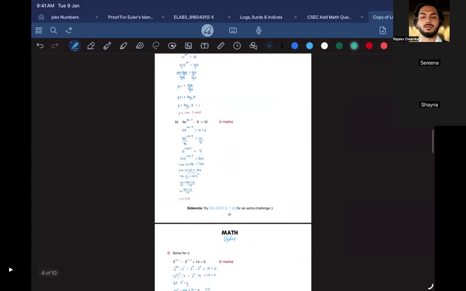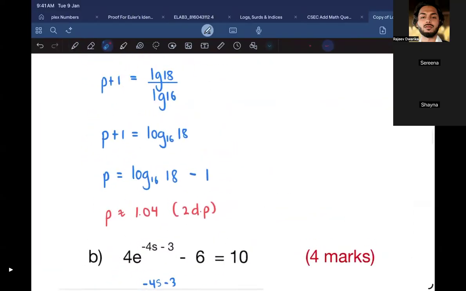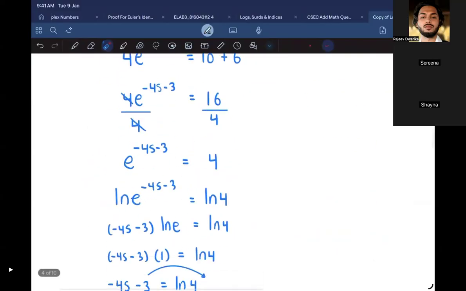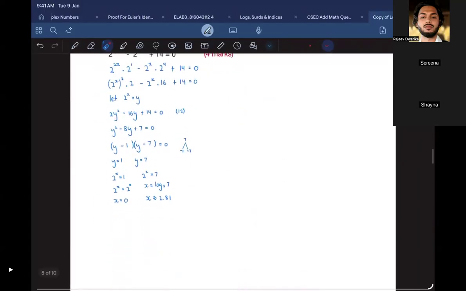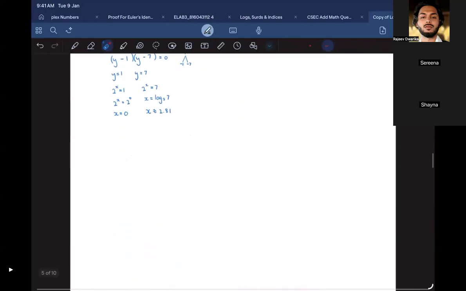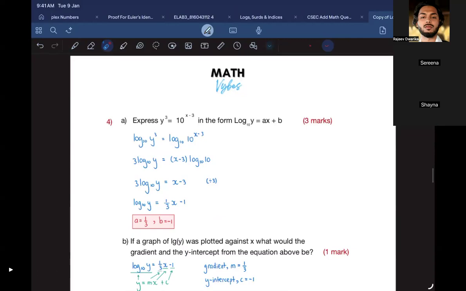And just to specify, right? If they don't specify what they want the answer as, I would advise you to leave the answer in the exact form. By exact form, I mean like this. Or as a fraction. If they ask for two decimal places or three decimal places, then round off. But under normal circumstances, leave your answer in the exact form. Okay? Yes, sir.